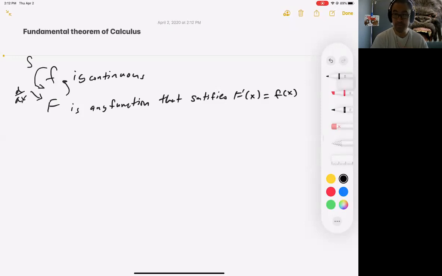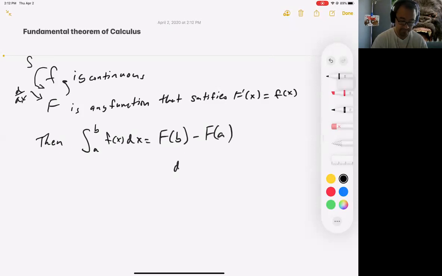So we have this rule. The rule is then the integral from a to b of f of x dx is equal to capital F of b minus capital F of a, a definite integral.